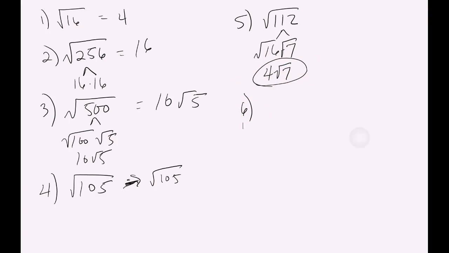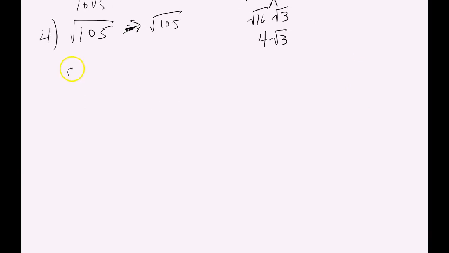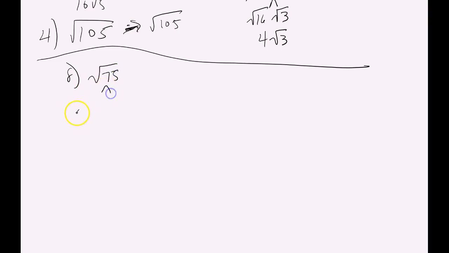Number 6, square root of 36. Thank you, Lord, an easy one. Okay, we're done with that. Number 7, the square root of 48. I did that in the example, I think, and it was the square root of 16 times 3, which is 4 root 3. Number 8, the square root of 75. I think I also did that in the video. Break that down to 5, and that's a root 3.